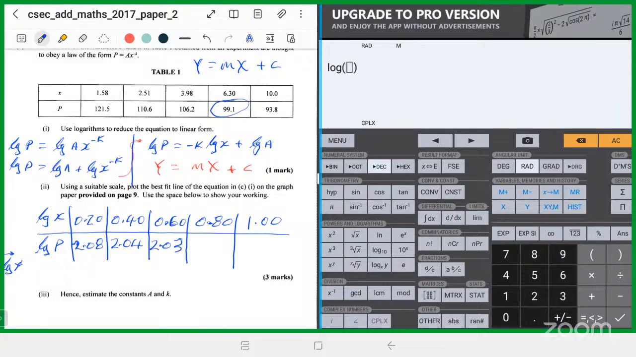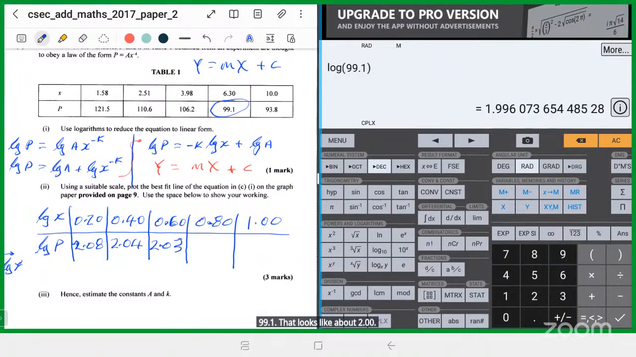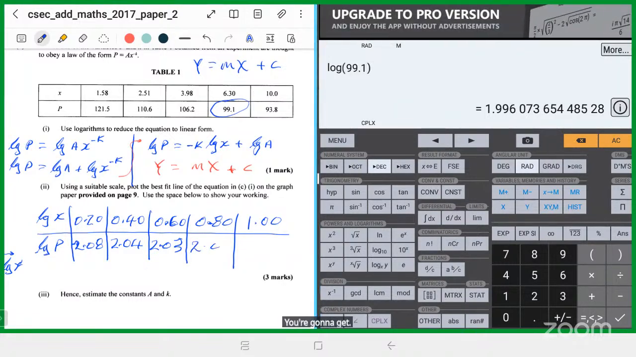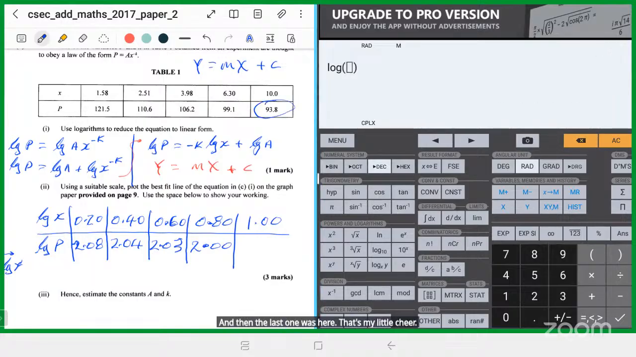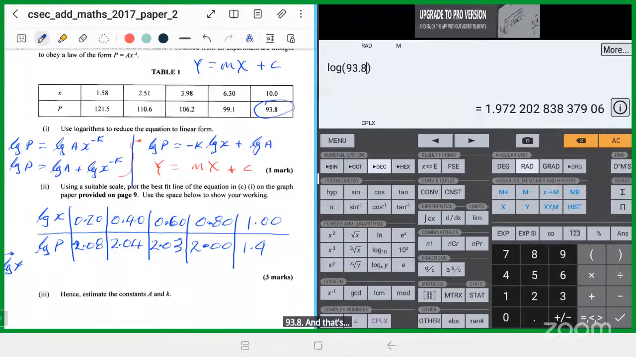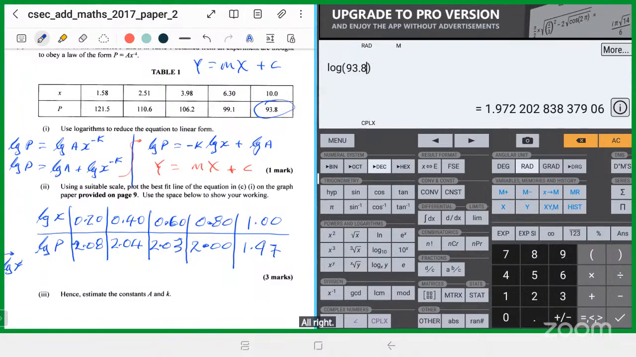99.1. That looks like about 2.00, right? If you round it off to 2 decimal places, you're still going to get 2.00. And then the last value out here, 93.8. And that's 1.97.